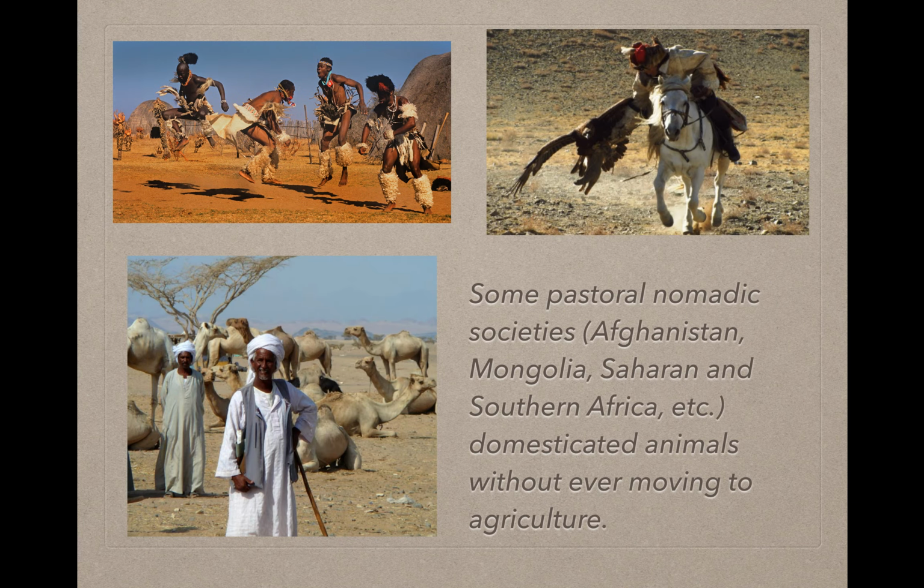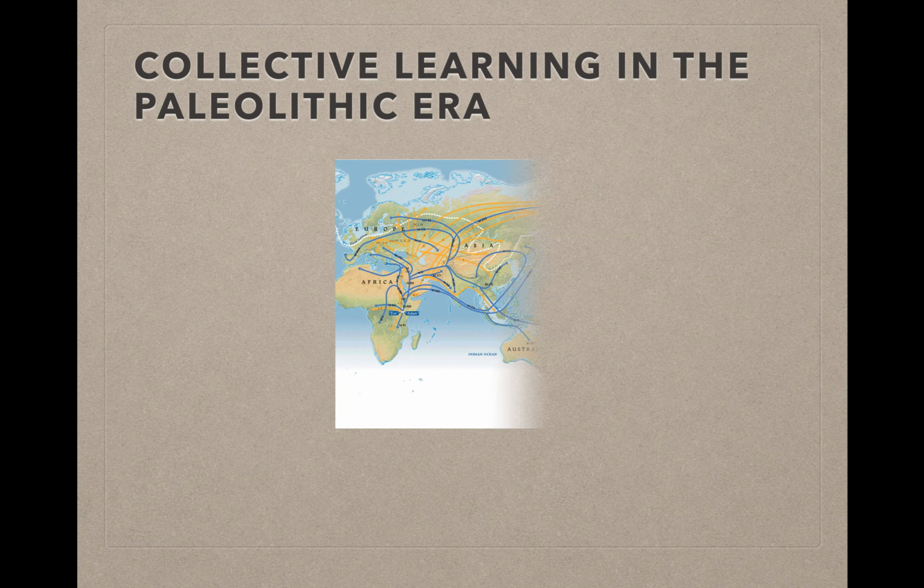Just as a side note, some people figure out how to domesticate animals without needing crops. Some examples are pastoral nomads in the Saharan region of Africa, in Mongolia, and in the Arabian Peninsula, and these are going to be important later on. But being able to domesticate doesn't mean you have to farm. It just means that you found a better way of using a plant or an animal.